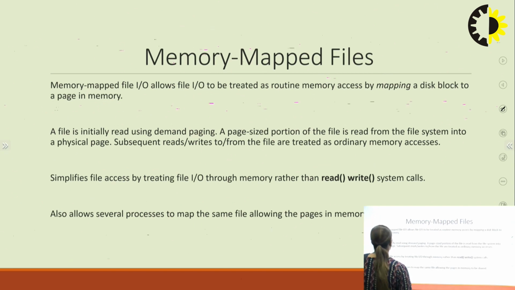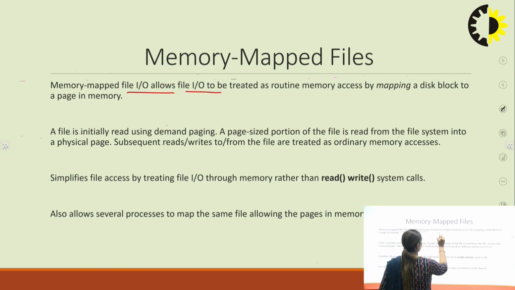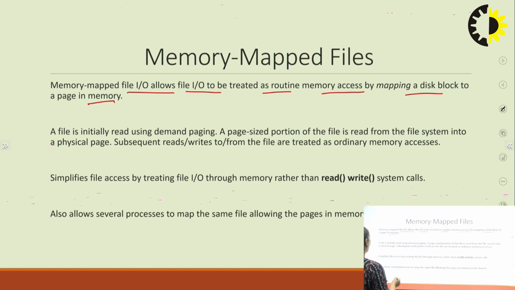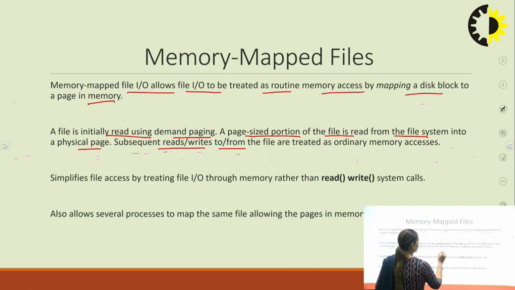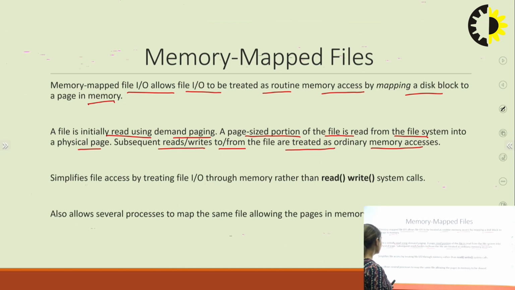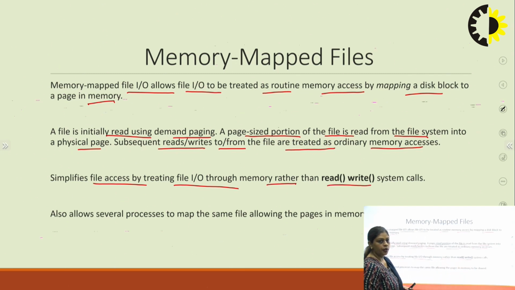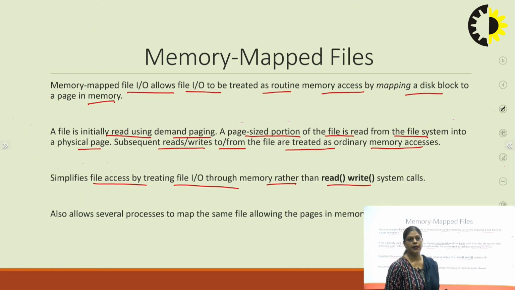Now, what are memory mapped files? A memory mapped file allows file input-output to be treated as routine memory access by mapping a disk block to a page in memory, right? A file is initially read using demand paging, which means it has to be brought from the backing store to the physical memory. A page-size portion of the file is read from the file system into a physical page. Subsequently, reads and writes to and from the file are treated as ordinary memory accesses, right? This simplifies file access by treating file input-output through memory rather than read/write system calls. Now, we do not have to tell the OS that we are reading or writing the file. That means we do not have to generate calls to the OS to perform read or write. We can do it with simple memory accesses.